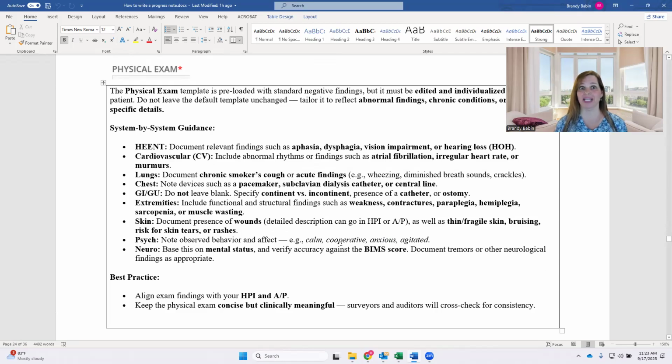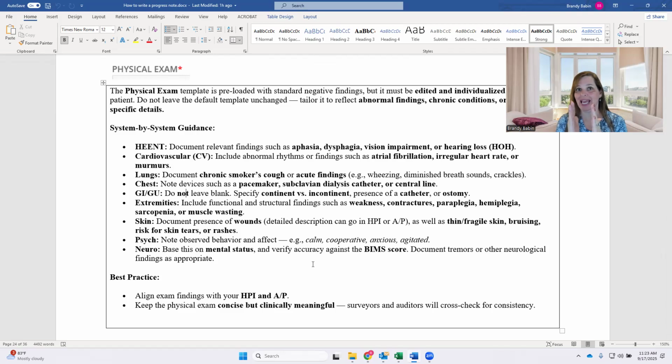Psych, do not write in your HPI that patient is crying, sad, and tearful, and then just leave your psych as calm and cooperative. Make sure your notes are consistent with your physical exam. Again, if you write them in the beginning, it reminds you the next visit to adjust them. And then neurological. Most, and I don't mean all, but most nurse practitioners leave that as no neurological deficits noted. So I will look at your BIMS score and I will see that if it's 7 or below, you should be having short-term and long-term memory deficits.